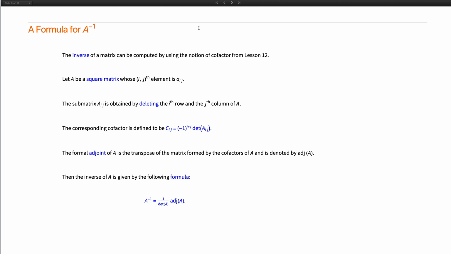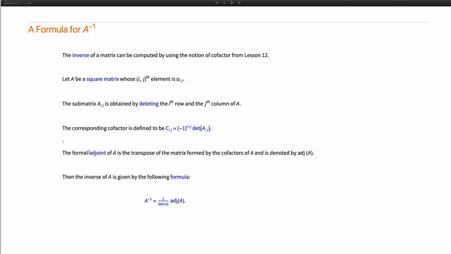As a second application of determinants, let's talk about finding the inverse of a matrix. In an earlier lesson we talked about the notion of cofactor. So let's say you've got a square matrix over here. You want to work out the inverse of A. What you do is you first delete the ith row and jth column to work out Aij like before. Find the cofactors, which are just these matrices over here, but with a factor of -1 or +1 as necessary.